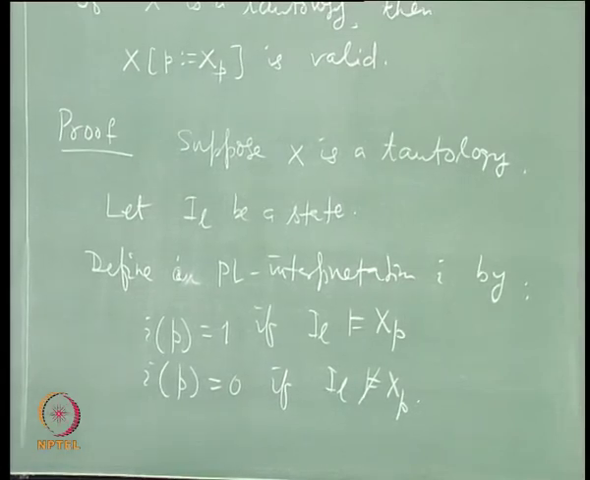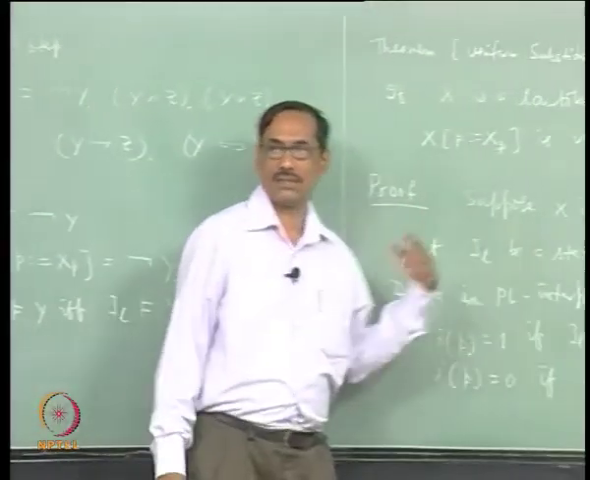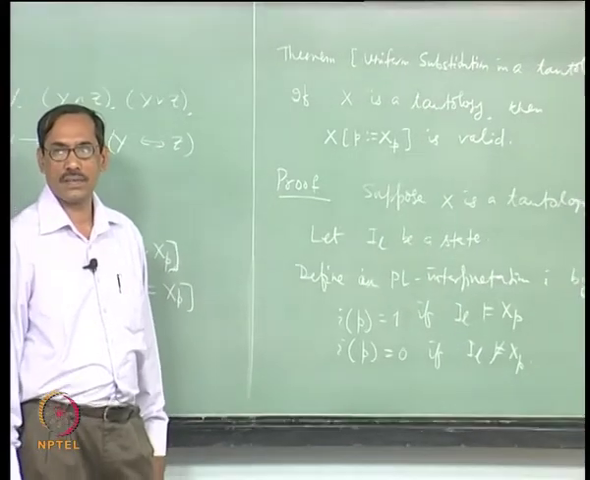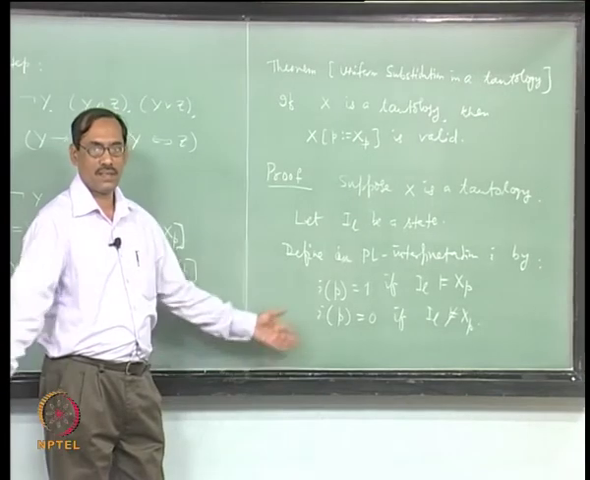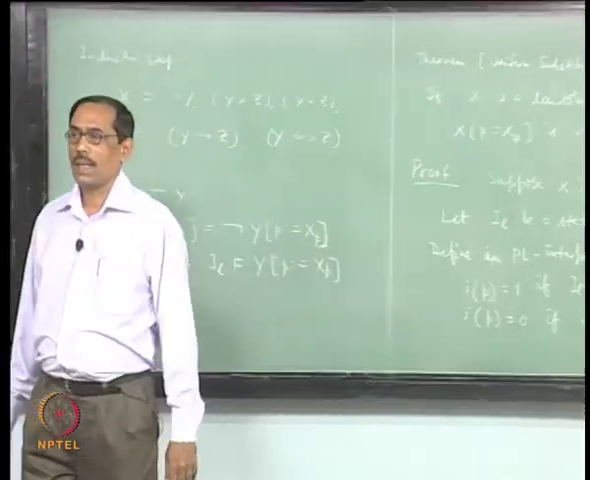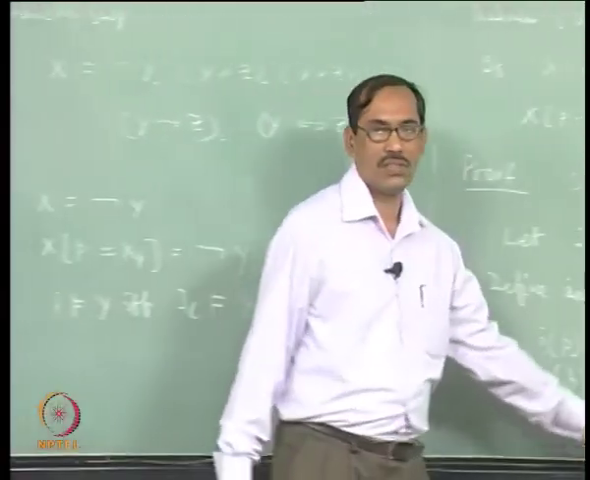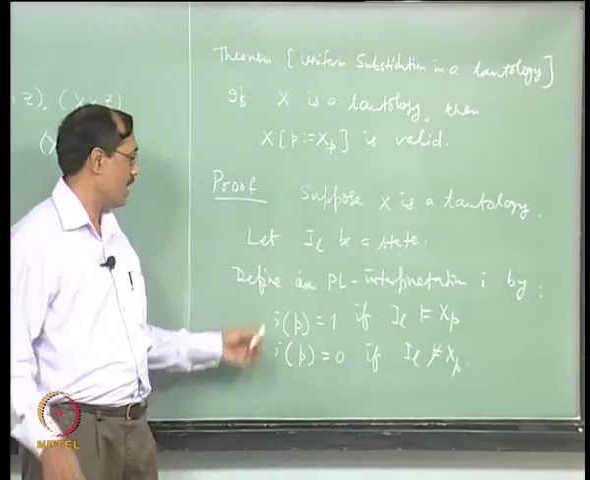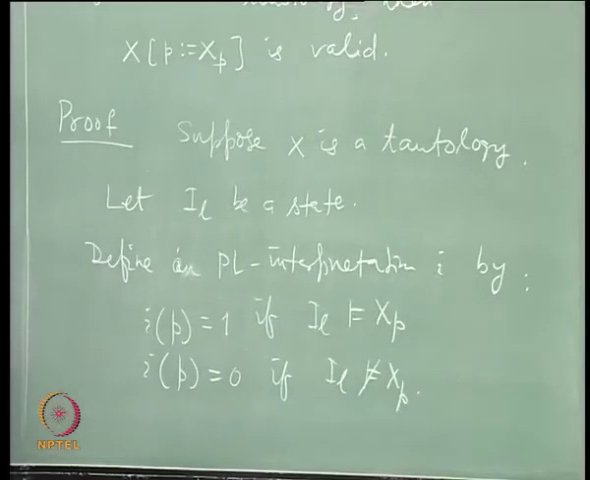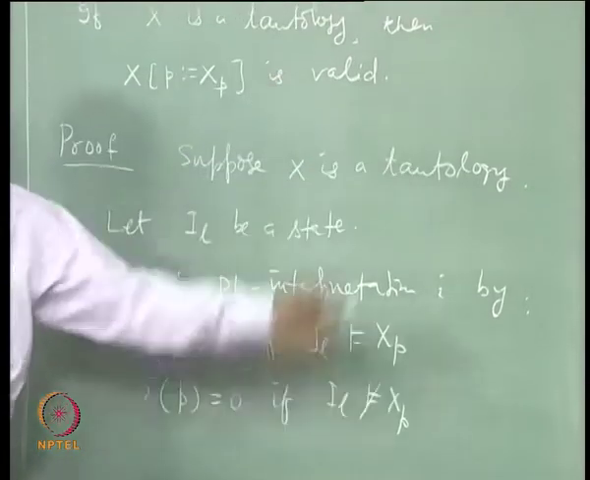Either I_L satisfies X_p or it does not satisfy X_p. So, whatever is the case, do that. Now, then apply the lemma, that is all, the proof is over. Once it is a tautology, each I evaluates it to 1. By the lemma, each I_L will also evaluate to 1. Clear? So, this is called uniform substitution in a tautology.